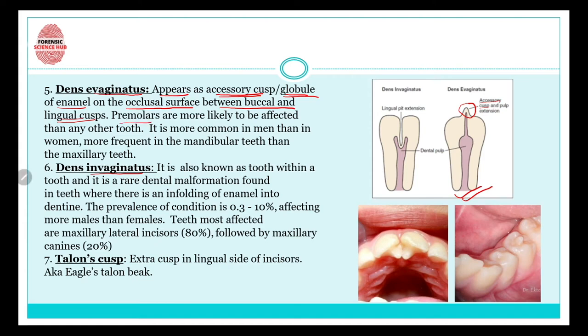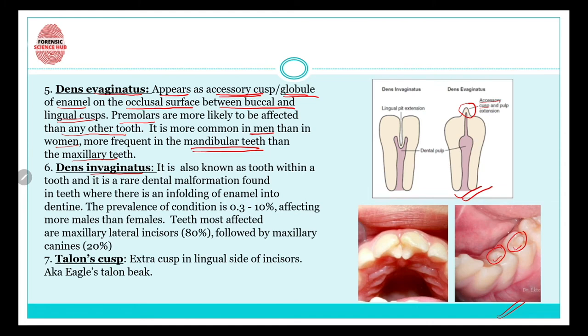The premolars are more likely to be affected than any other teeth. So mostly dens evaginatus is seen in the premolars. It is more common in men than in women, and it is more common in mandibular teeth, that is the lower teeth, than the maxillary teeth. If you look at this particular picture, here you can see this. These are the dens evaginatus that are seen in the premolars. You can see the extra cusp, right?